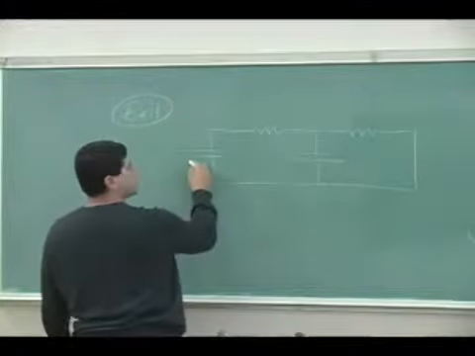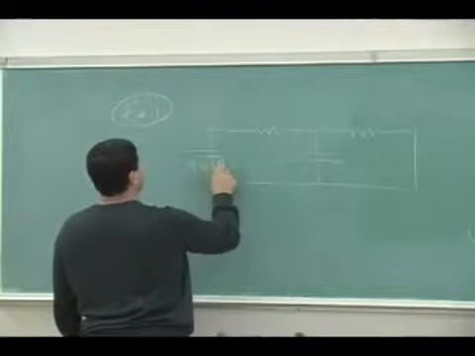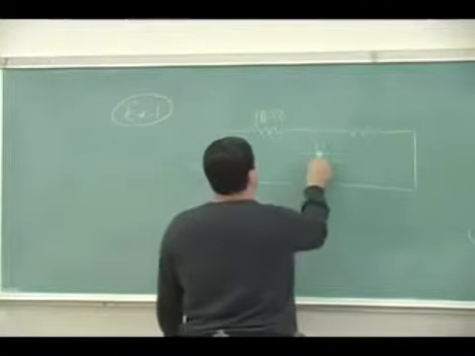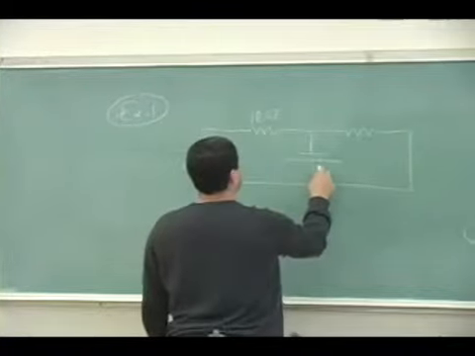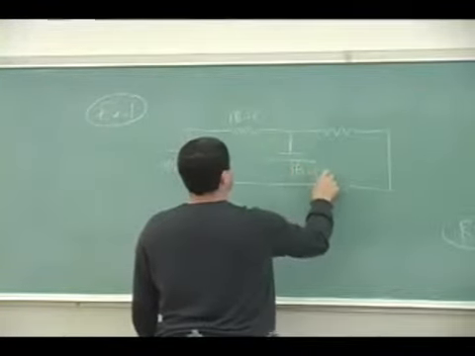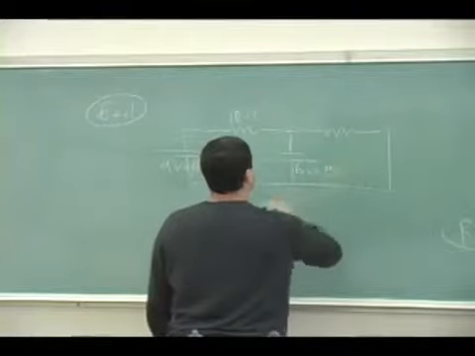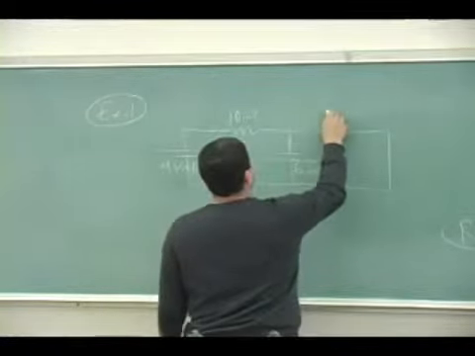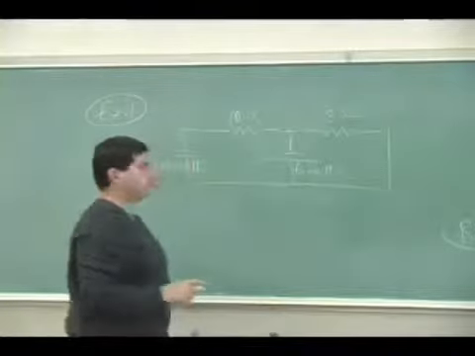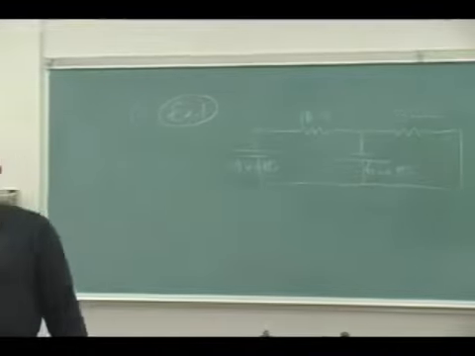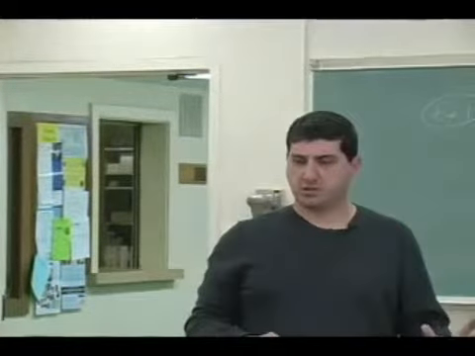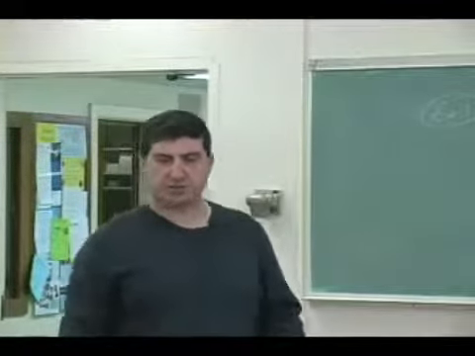So let's say this is a 9-volt battery, 10-ohm resistor, and then this is a battery that is, let's say, 6 volts, and let's say this is an 8-ohm resistor. So this is a 2-loop circuit, 2 batteries, 2 resistors.